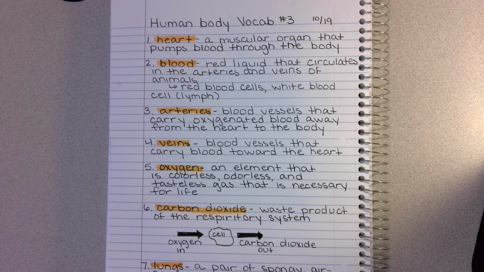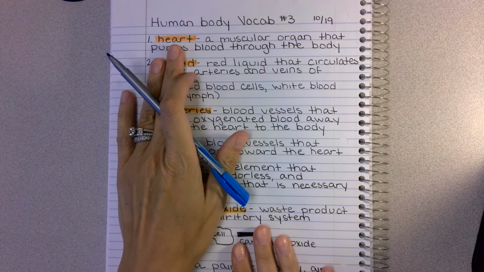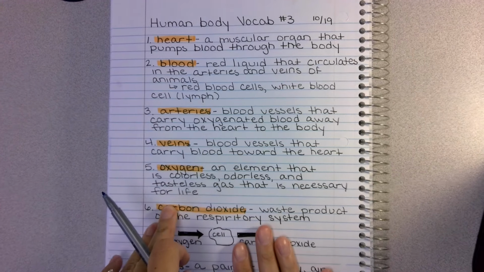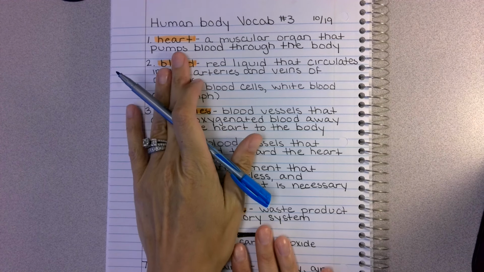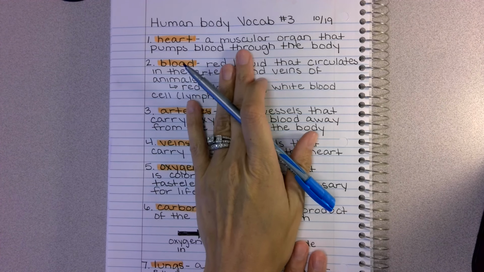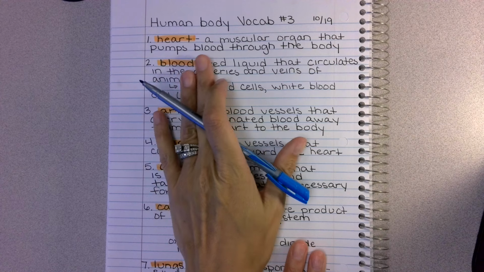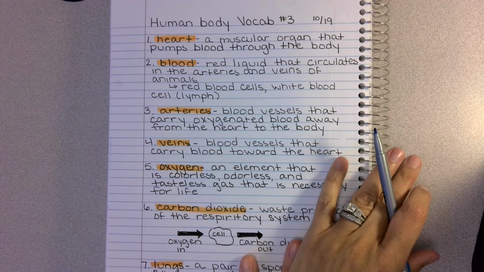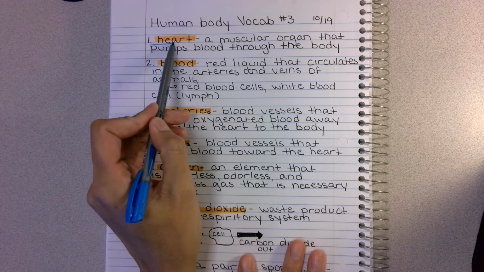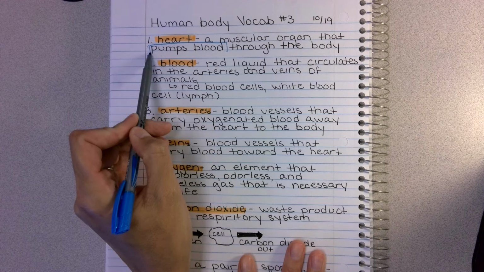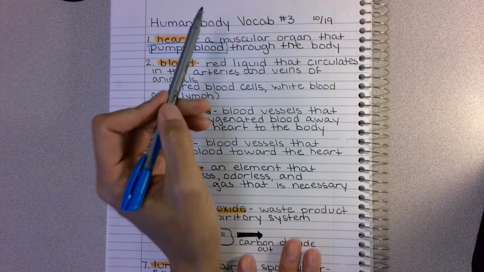And your first word is heart. Make sure you guys are actually highlighting your words because it makes it easy to find them. So number 1, heart. A muscular organ that pumps blood through the body. I'm going to also start boxing important phrases.